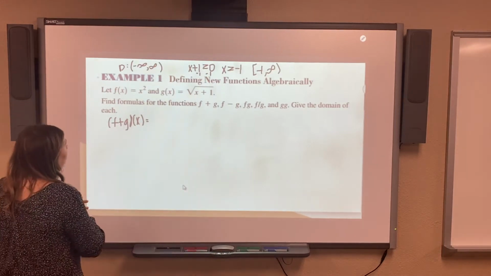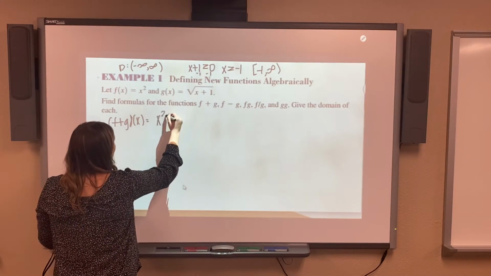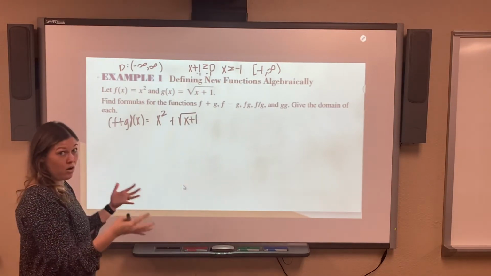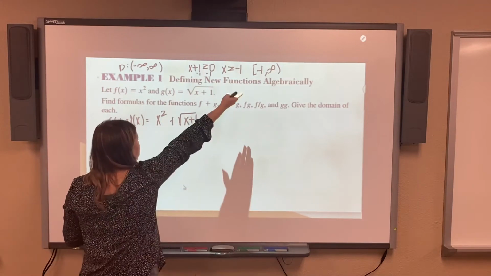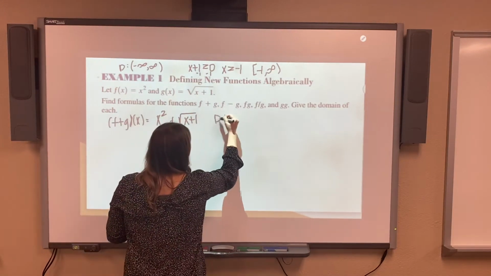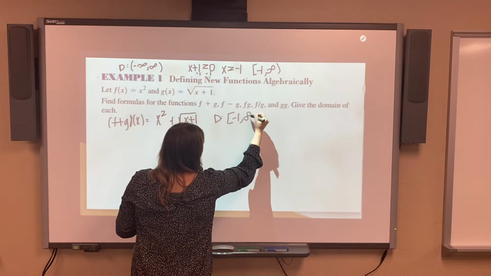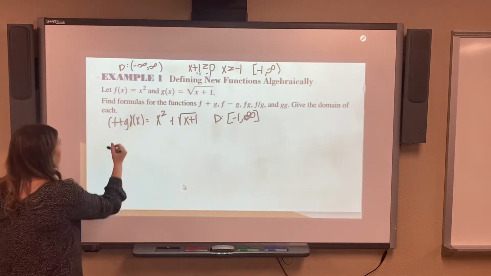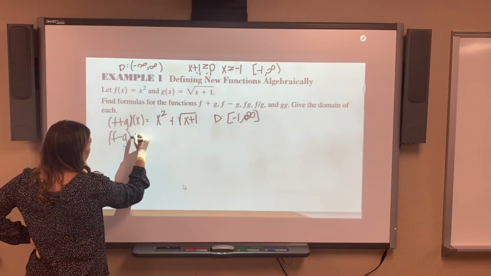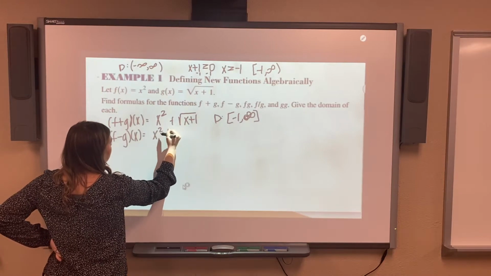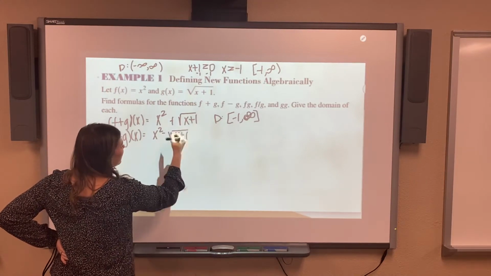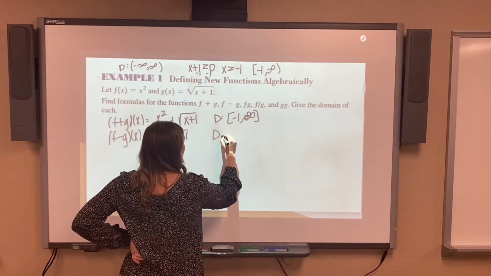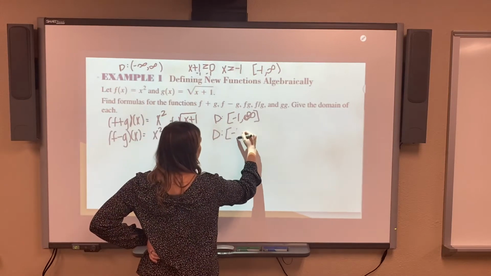So f plus g of x would be just x squared plus the square root of x plus 1, okay? We cannot simplify that at all. And so our domain is going to be the limitation of g of x, which is negative 1 to positive infinity. Okay, f minus g of x is equal to x squared minus the square root of x plus 1. Okay, we can't distribute that because that's under the square root. The domain here is the same, okay? That g of x has the limitation, and so that is applied to our domain.